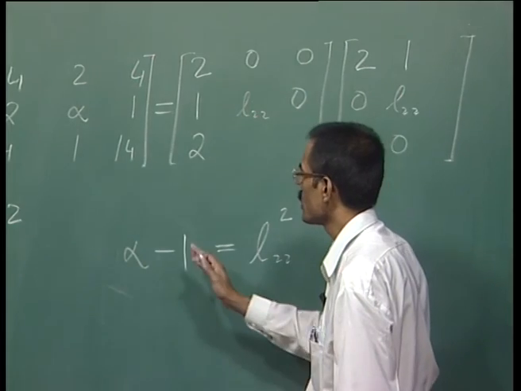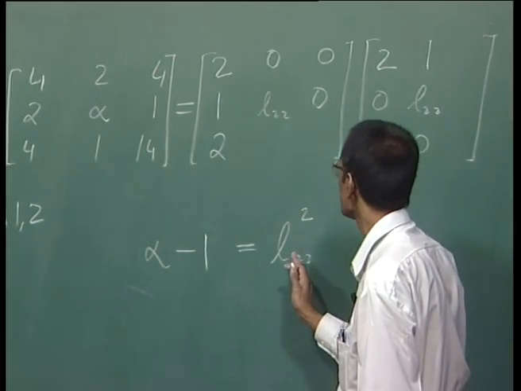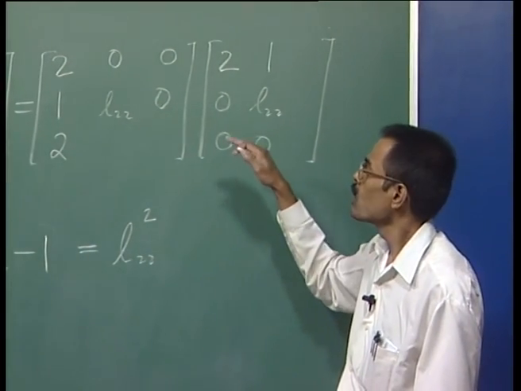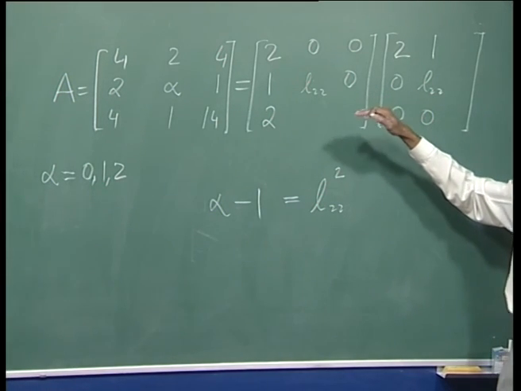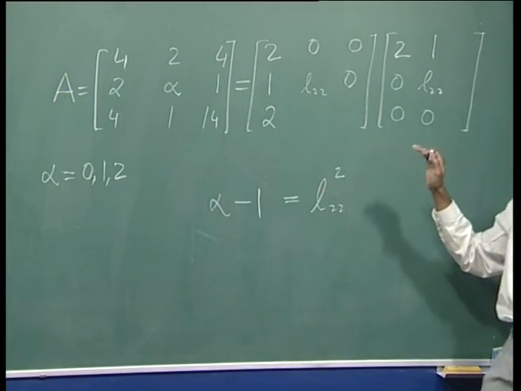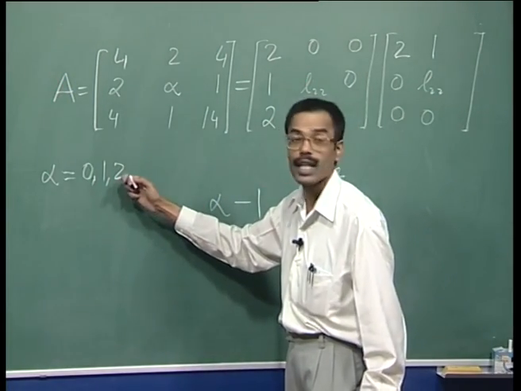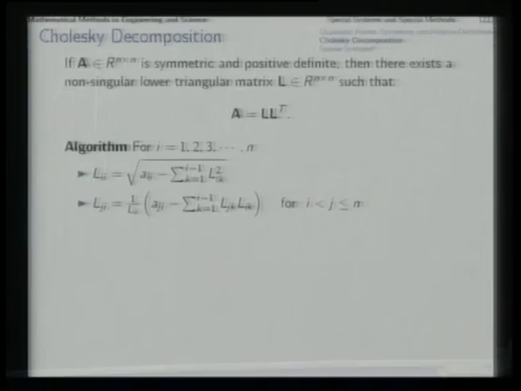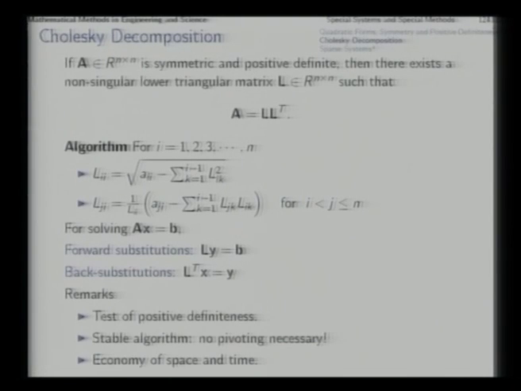On the other hand, for alpha equal to 2, we will succeed in getting L22 equal to 1 and continue with the decomposition process. From this point onwards, I advise you to complete this sequence of operations and see why positive definiteness, which you get with alpha greater than 1, is needed for successful completion of Cholesky decomposition. So, Cholesky decomposition also gives you a test of positive definiteness, and it is a very stable algorithm with no pivoting necessary, and it saves space and time compared to an ordinary LU decomposition process.